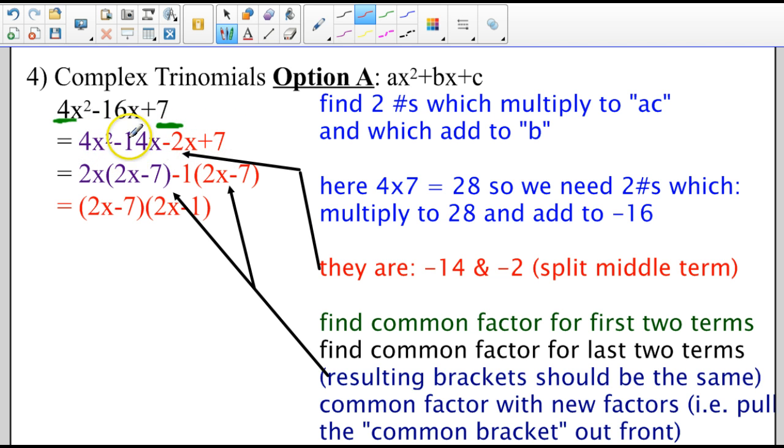Between the first two terms, the common factor is 2x. Factor out the 2x, and I'm left with 2x from here and minus 7. Over here, the only thing that's common is 1 or possibly negative 1. And as a rule, if there is a negative, it's probably going to come out. So the negative 1 is my common factor. 2x minus 7 is what's left.